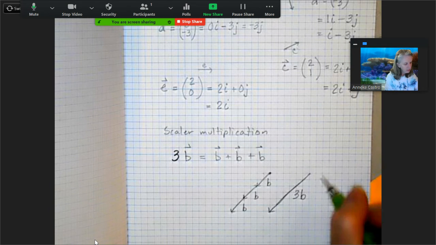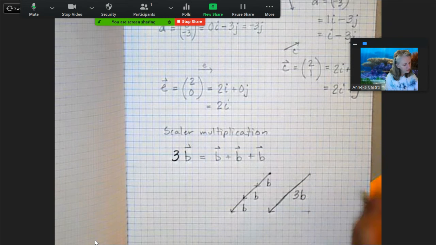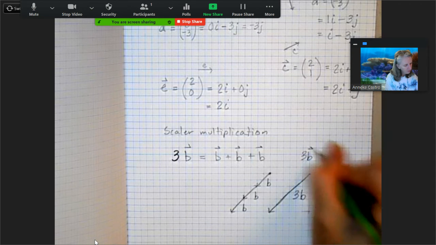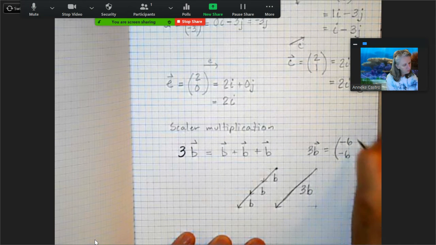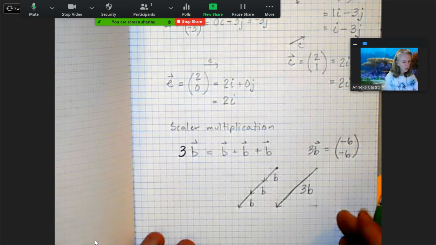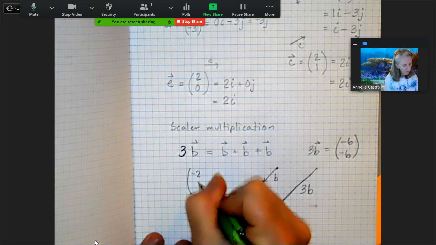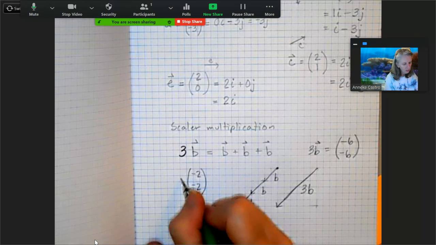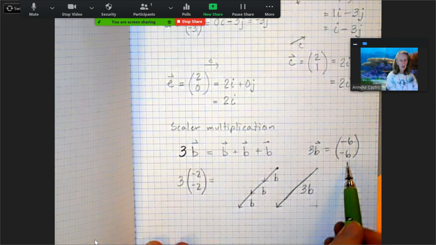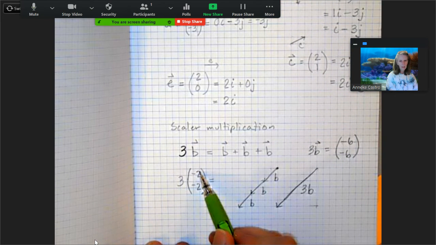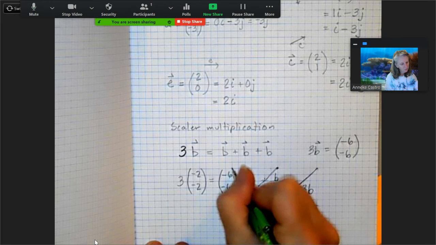Notice how far it is moving. It's down 6 and to the left 6. So 3b is equal to down 6 and left 6. Now notice the original vector b, if I write it in component form, was -2, -2. And look what happens if I just say 3 times that. How would I get -6, -6? I would just multiply both the x direction and the y direction by 3, and that gives me -6, -6. It gets the same answer.